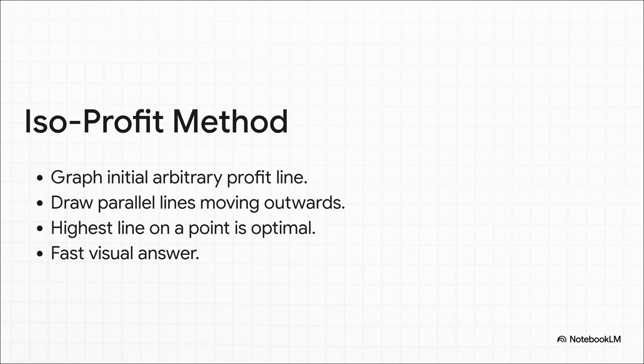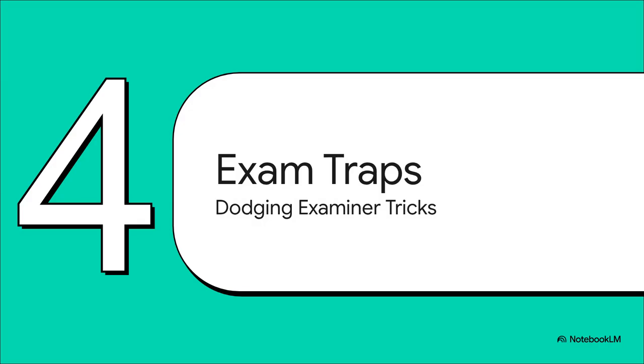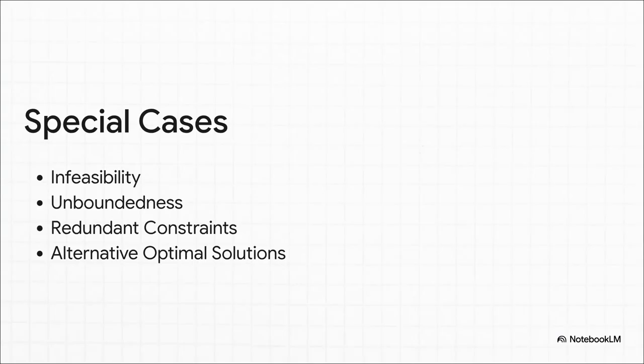It's an incredibly fast, highly visual way to get the answer without having to crunch the numbers for every single corner. Section 4, Exam Traps. Time to learn how to dodge the examiner's favorite tricks. Examiners absolutely love throwing in structural anomalies. Why? Because they reveal if you actually understand the core concepts or if you're just blindly memorizing steps.